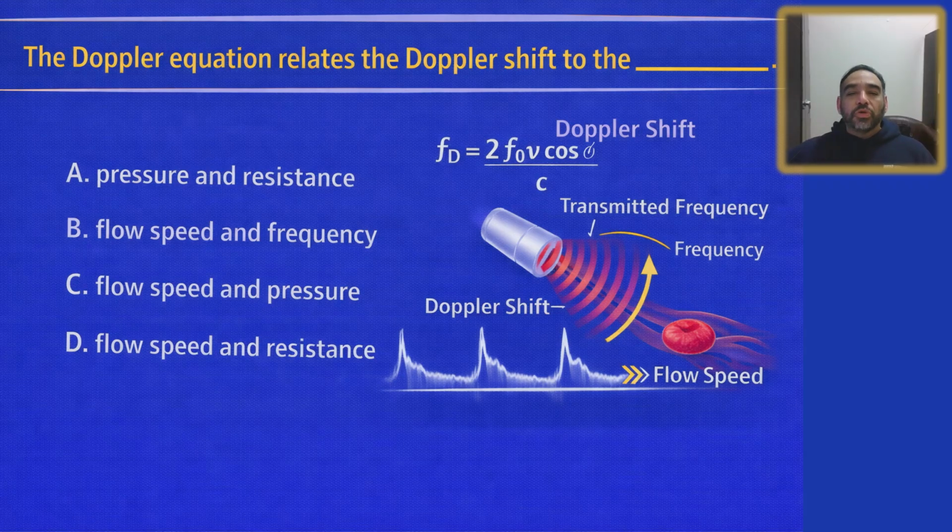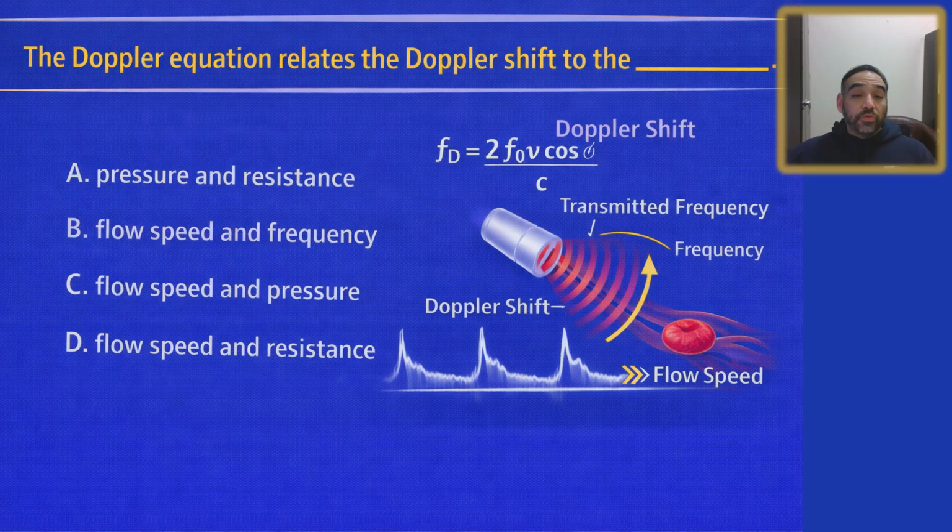The Doppler equation is, right, f_D, the Doppler frequency, being equal to 2 times f_0 times v cosine theta divided by c, where f_D is the Doppler shift, f_0 is the transmitted frequency, v is the velocity of blood, or the flow speed, theta is the Doppler angle, and c is the speed of sound in tissue. Now, look at what's in the equation. Velocity, flow speed, transmitted frequency. So the Doppler shift depends directly on how fast blood is moving and what frequency you transmitted, and that's why the correct answer is flow speed and frequency.